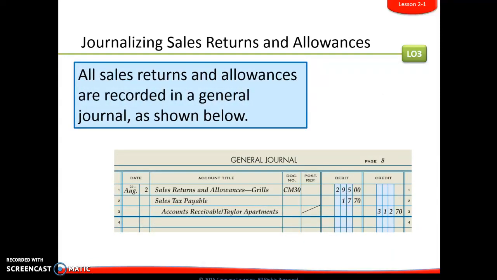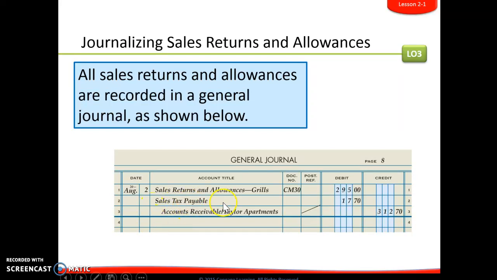So we use that credit memorandum then for our general journal. This would go into our general journal. We start with our date. We're going to debit sales returns and allowances grills. So this is important that we label this as grills. We want to keep track of each department, how many sales returns and allowances there are.